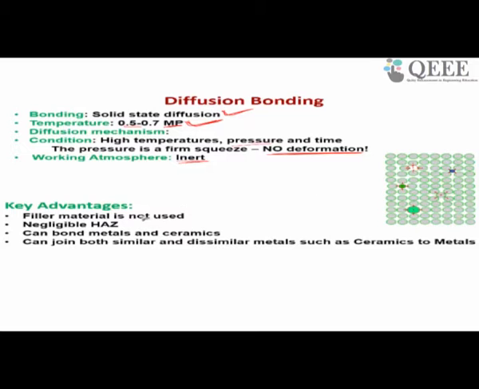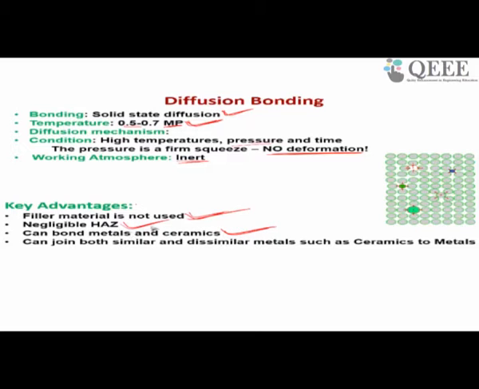And what are the key advantages? The key advantages are that filler materials are not used, the heat affected zone is very small, and since the temperature is low, it can bond metals and ceramics. Metal is one kind, ceramic is one kind.